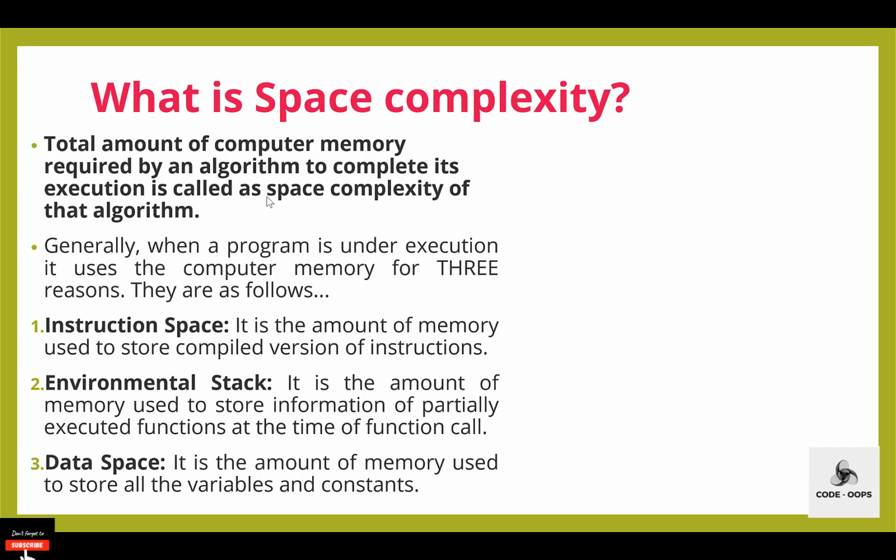When a program is under execution, it uses the computer memory for three reasons: instruction space, environmental stack, and data space. Instruction space is the amount of memory used to store compiled versions of instructions, and the environmental stack is the amount of memory used to store information of partially executed functions at the time of function call. Data space is the amount of memory used to store all the variables and constants used in the algorithm.